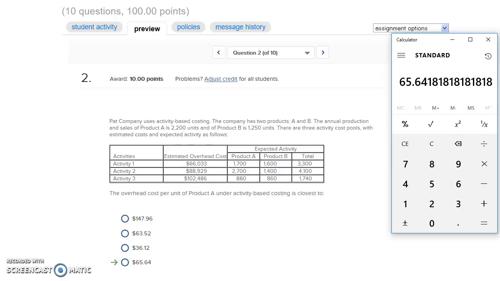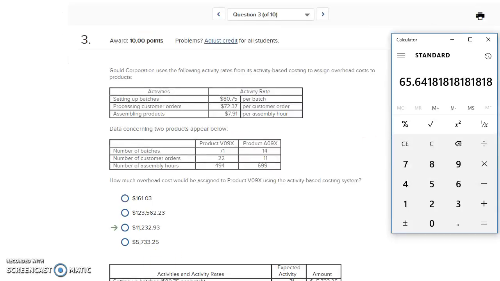Okay, so there you go. That's problem 2. Okay, so this is very similar again, but we don't have to calculate our rates. It gives it to us. So we want to know the total overhead cost of VO9X. So let's look at VO9X. So we're going to have 71 batches, and per batch it costs $80.75. So 80.75 times 71. So per batch it's going to be $57.33.25. I'm going to write that down.